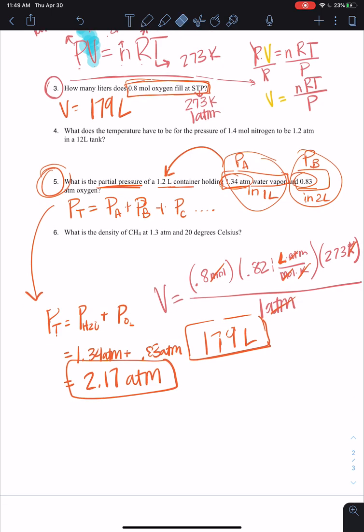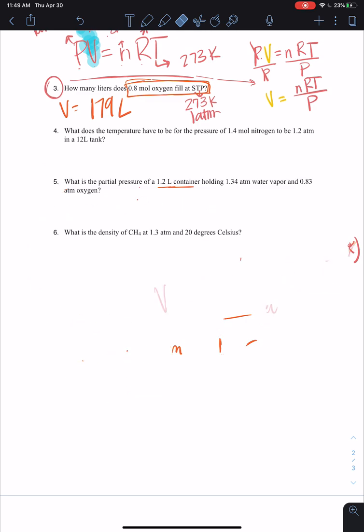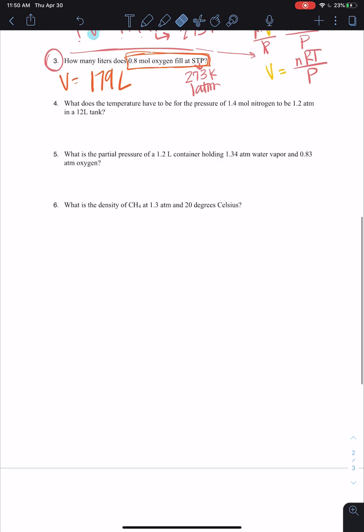Okay, so let me erase some things so that we can do this last problem as well. The last one says, what is the density of CH4 at 1.3 atmosphere and 20 degrees Celsius? For this one, you need the other equation. If you go in your PowerPoint, which is where I'm going right now because I don't know this equation by heart.